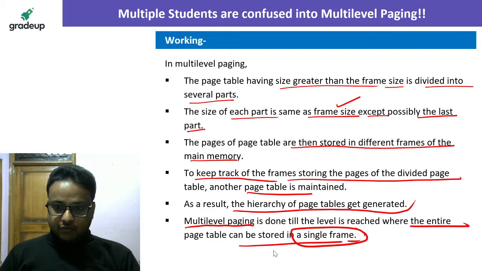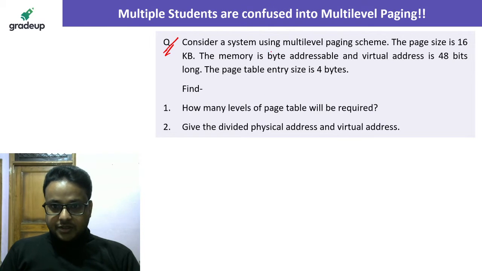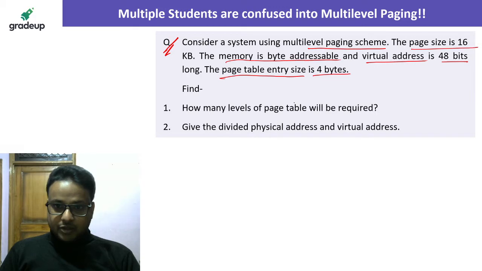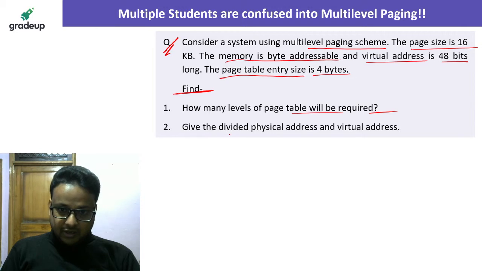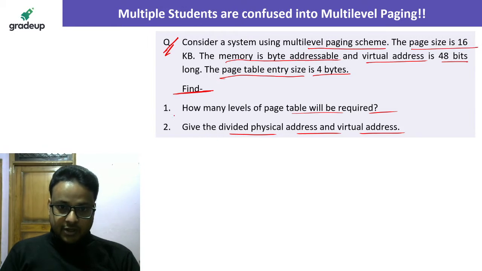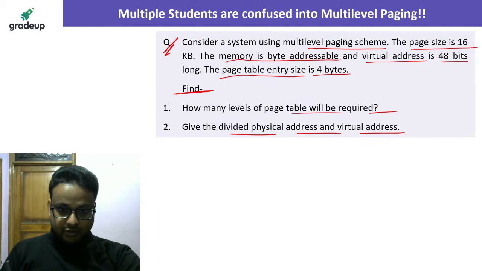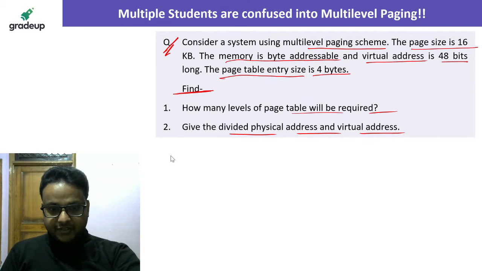Now I have one question for you. Tell me the answer of this question. Consider a system using a multi-level paging scheme. The page size is 16 KB, memory is byte addressable, and the virtual address is 48 bits long. The page table entry is given as 4 bytes. Find how many levels of page table are required and give the division of physical and logical addresses. So can you try this question? Try it. I will give you only 5 minutes.